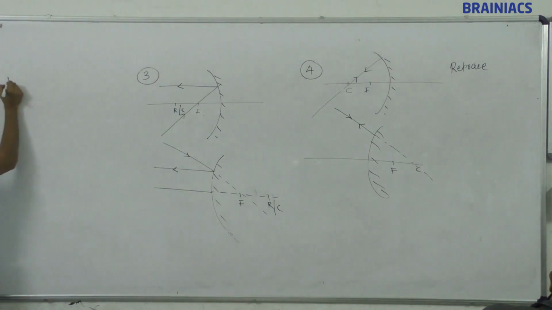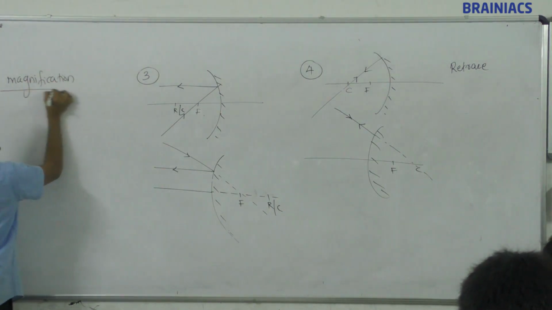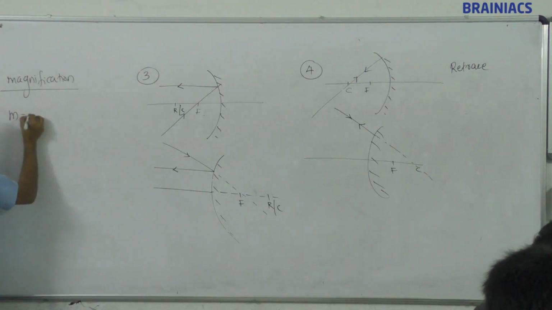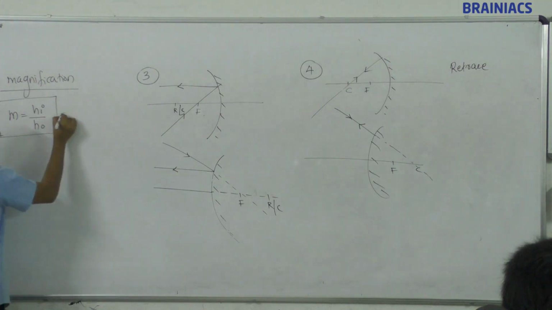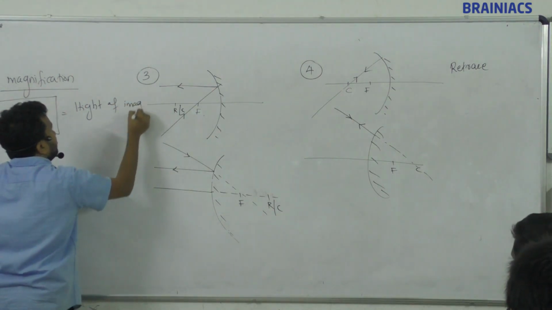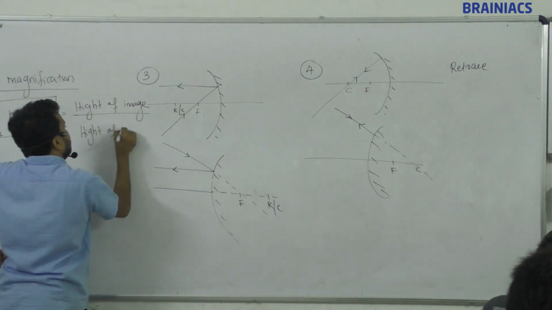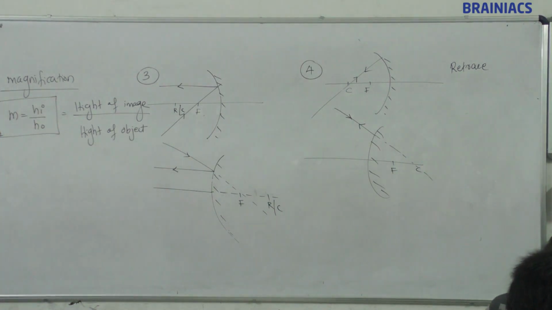Okay. Then write a small subheading called magnification. We will learn magnification in great detail, but at the moment, to understand certain things, you can write magnification: M is equal to height of image by height of object.